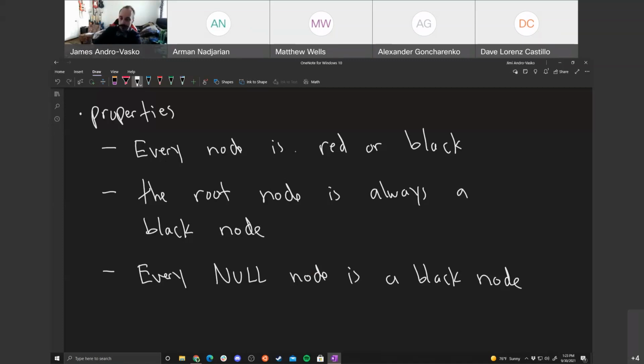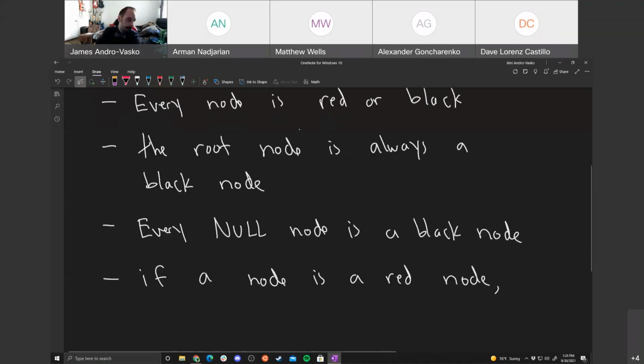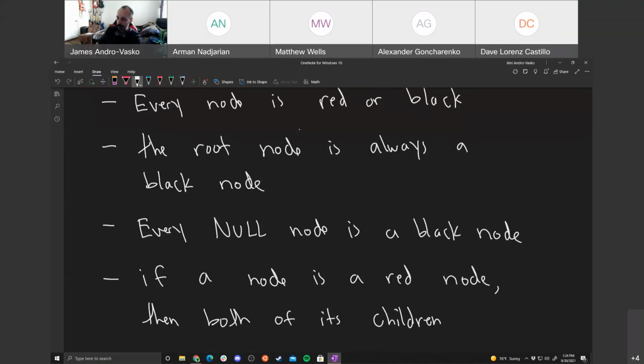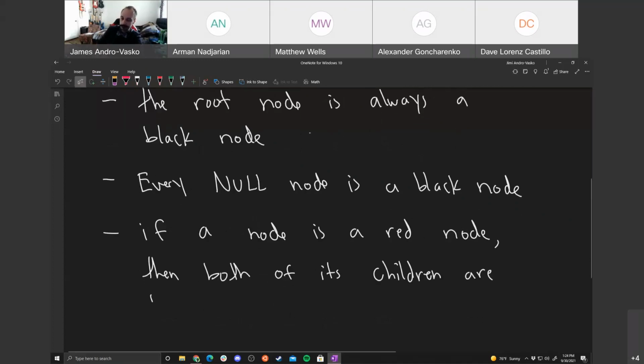And then also, this is actually a pretty important property. If a node is a red node, then both of its children must be black nodes. So let's say a red node was a leaf node, well then the left and right would both be nil or null pointers, so that would still maintain this property. So a null node will be considered a black node just to handle these different cases.